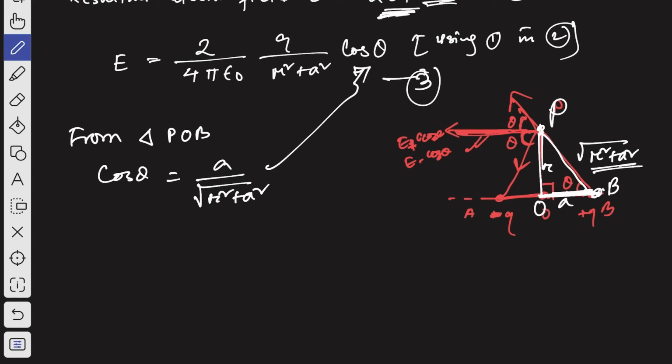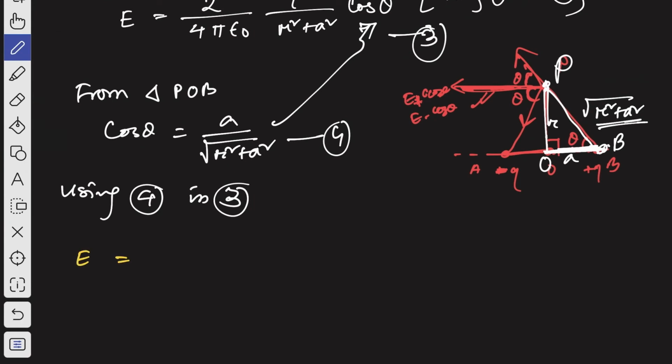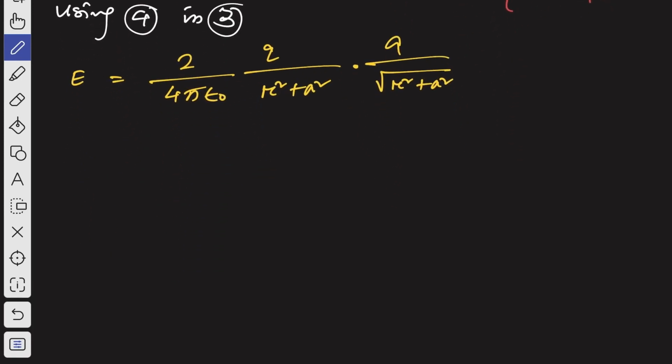Now let us use this value of cos theta in this equation. This is equation number 3, and now this is 4. Using 4 in 3, you will get the resultant electric field E equal to 2 by 4 pi epsilon naught, Q by R square plus A square, into A by root over R square plus A square. That's what you will get, right?